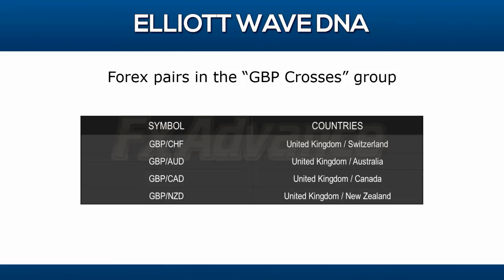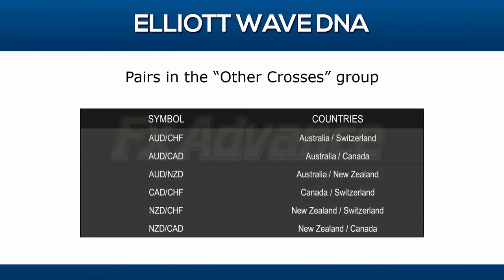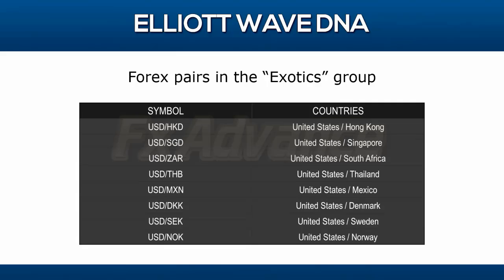Forex pairs in the pound crosses group. Over here we have the pound versus franc, pound versus Australian dollar, pound versus Canadian dollar, pound versus New Zealand dollar. After that we have the pairs in other crosses group, like Australian dollar versus franc, Australian dollar versus Canadian dollar, Australian dollar versus New Zealand dollar, Canadian dollar versus franc, New Zealand dollar versus franc, New Zealand dollar versus Canadian dollar. At the end, we have the final group called exotics.